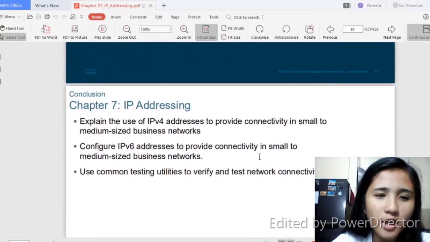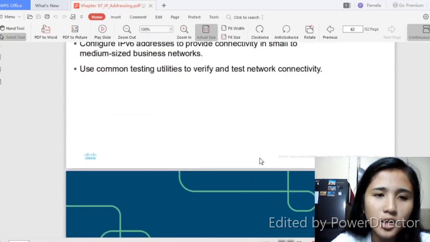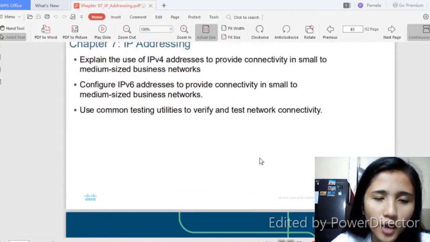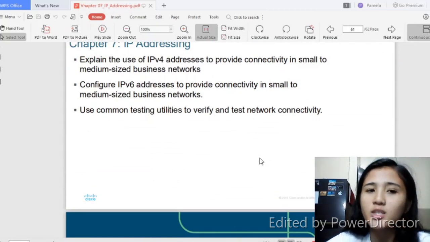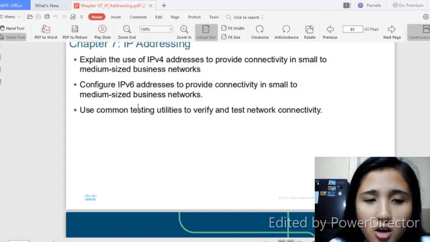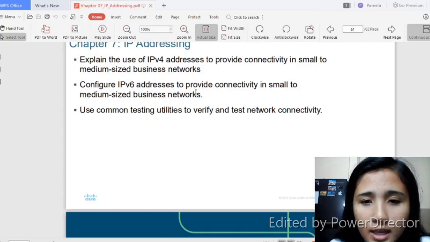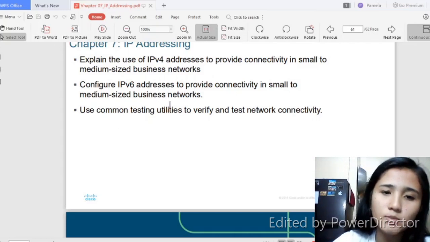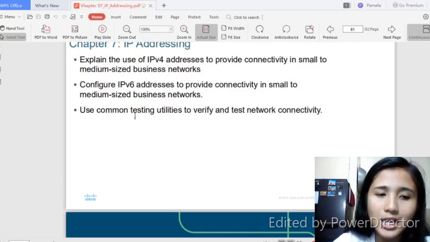So, the chapter 7 conclusion is to explain the use of IPv4 addresses to provide connectivity in small to medium-sized business networks. Configure IPv6 to provide connectivity in small to medium-sized business networks. And lastly, use common testing utilities to verify and test network connectivity.